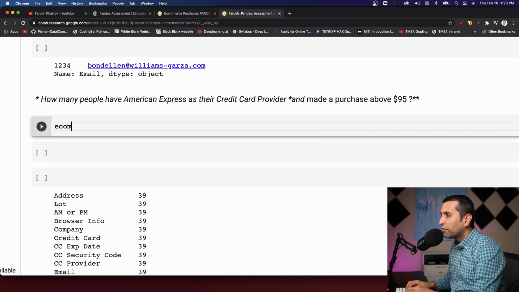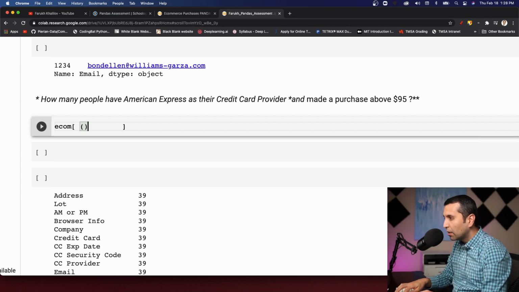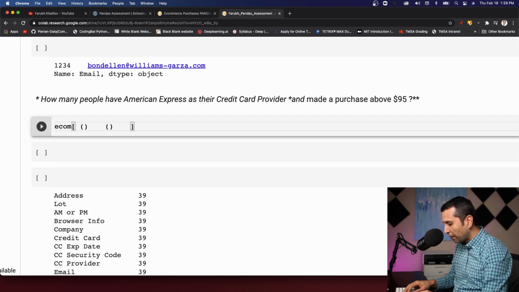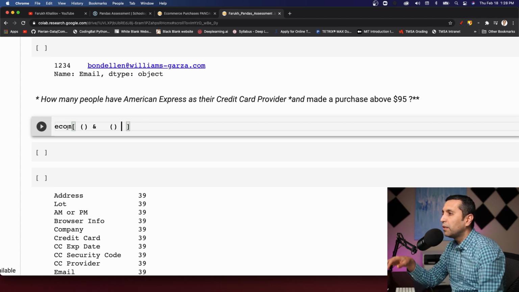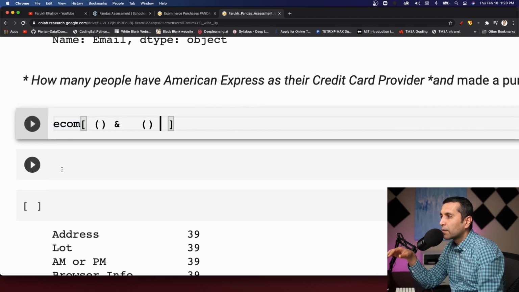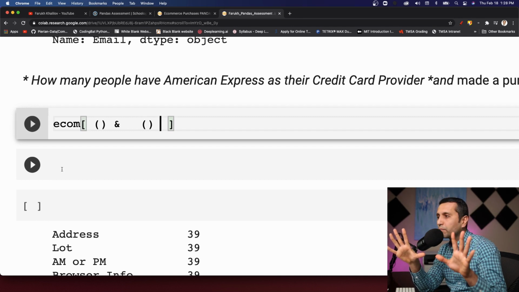From ecom, let me open the brackets and make a little space here so you can see clearly what I'm doing. That is the first condition and that is my second condition, and in between I put the ampersand. Okay, I'm done with my structure. Now I'm going to fill in the conditions. Any questions so far? That is good.